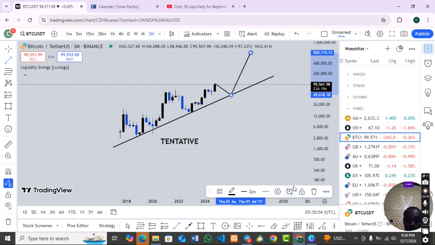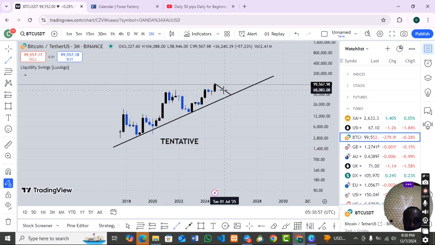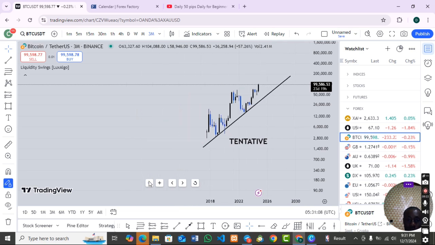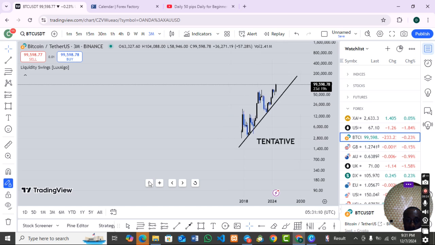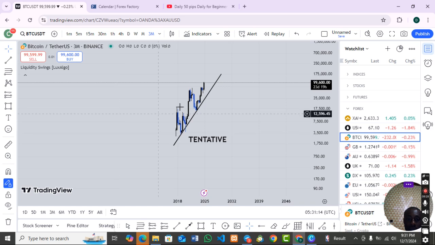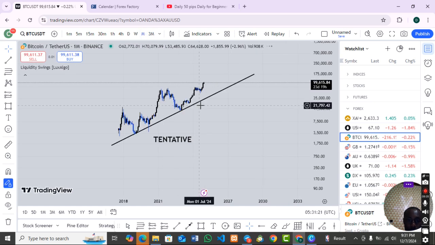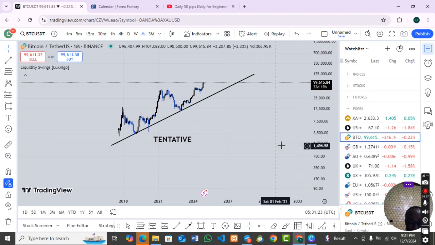If we scale down to the lower time frame, normally I prefer to zoom it out. Prefer to zoom it out like this. So we are having our tentative trend line over here. So now let's go to the monthly time frame. If we come down to the monthly time frame, that is how we see everything from here.